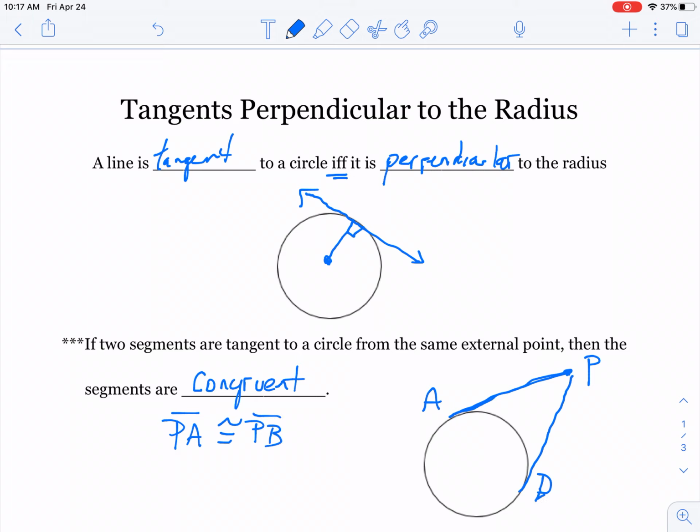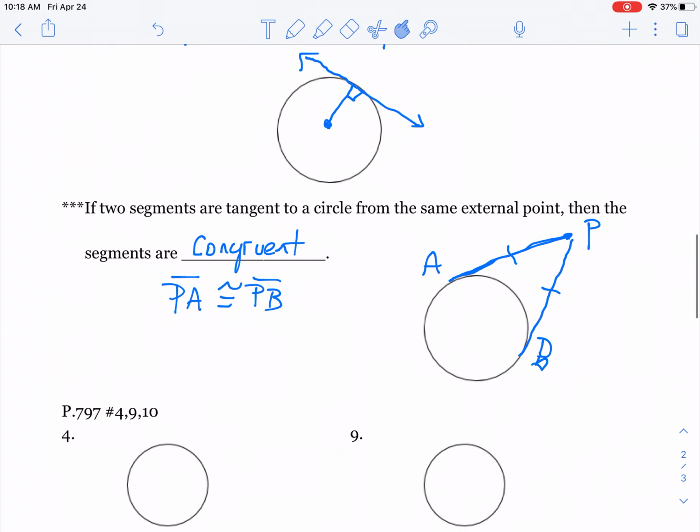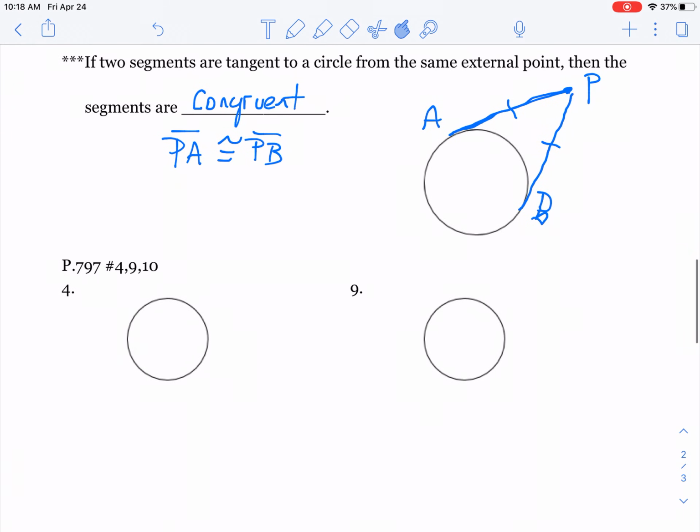Let's make this a B here instead of a D. So PA is congruent to PB for that. Now that's going to become very useful because we'll be able to use that to solve different problems. So now we're at the point of solving some problems.